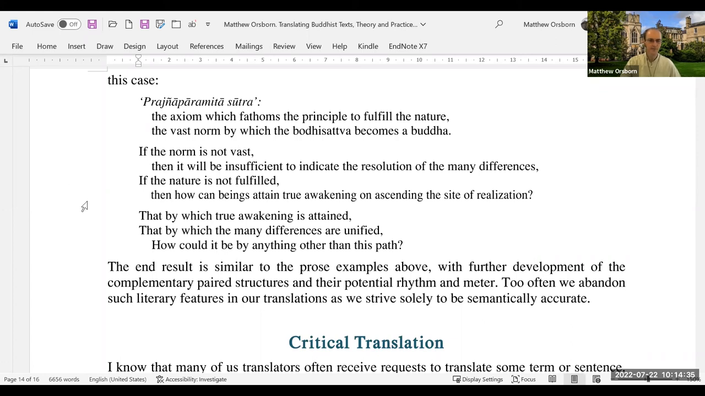So it gives it a bit of rhythm. My meter isn't that great. The syllables don't quite add up, but I'm trying to structure it in similar ways, as you can see, right? For example, the something which something. If something is not something, then to some conclusion, and then similar structures here, that by which something is past tense verb, and again, how could it be anything other than this path?